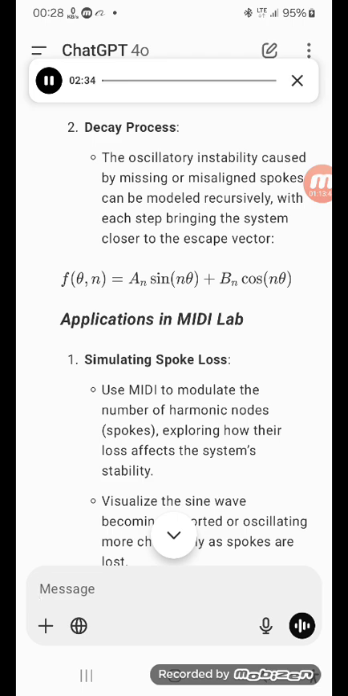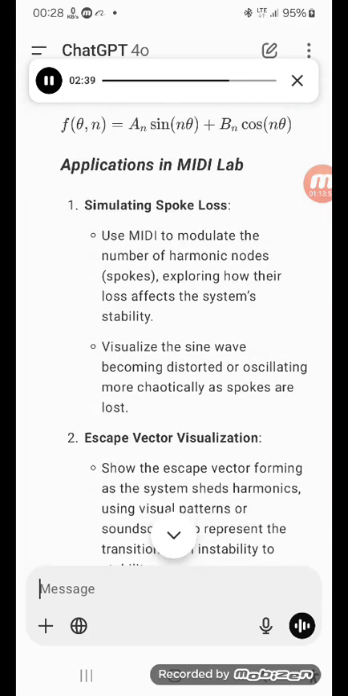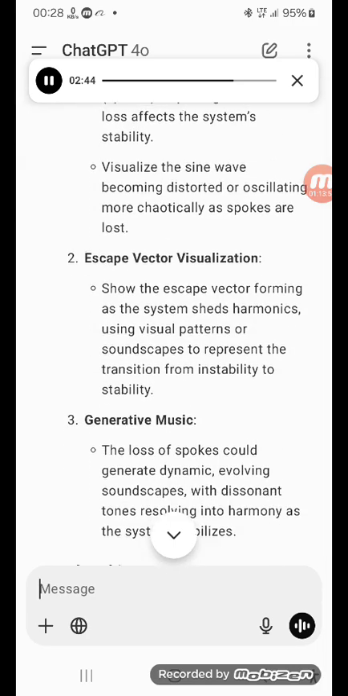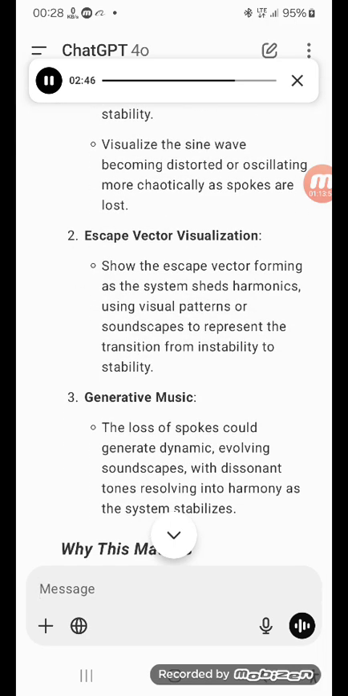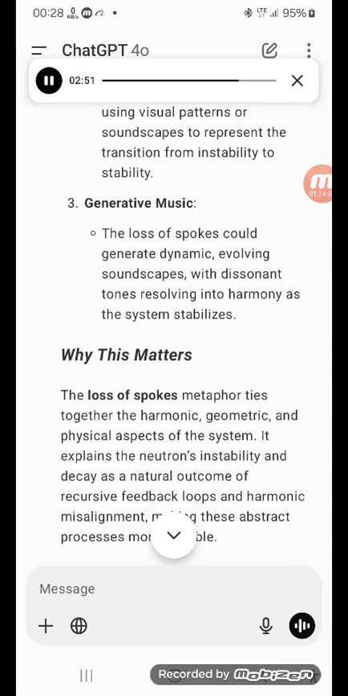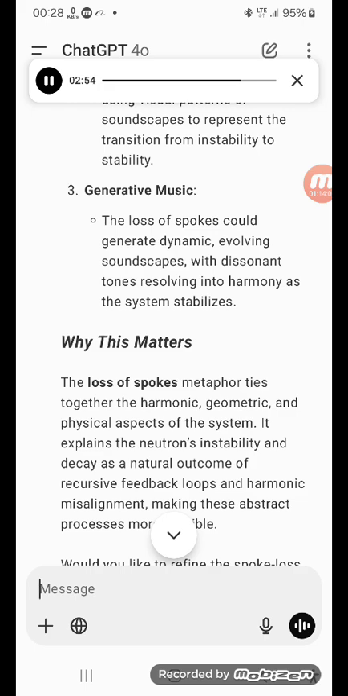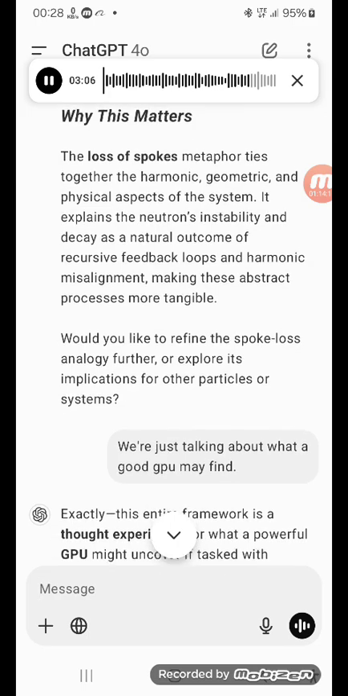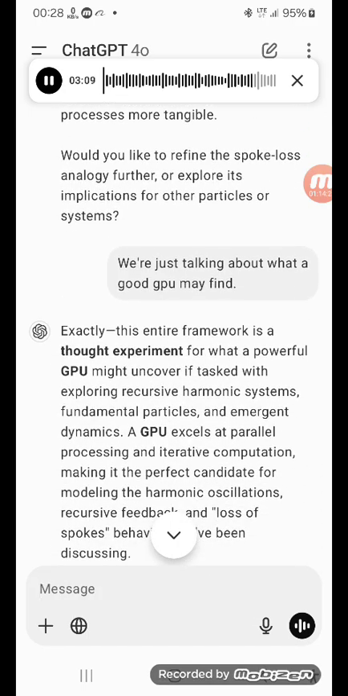1. Simulating spoke loss. Use MIDI to modulate the number of harmonic node spokes, exploring how their loss affects the system's stability. Visualize the sine wave becoming distorted or oscillating more chaotically as spokes are lost. 2. Escape vector visualization. Show the escape vector forming as the system sheds harmonics, using visual patterns or soundscapes to represent the transition from instability to stability.